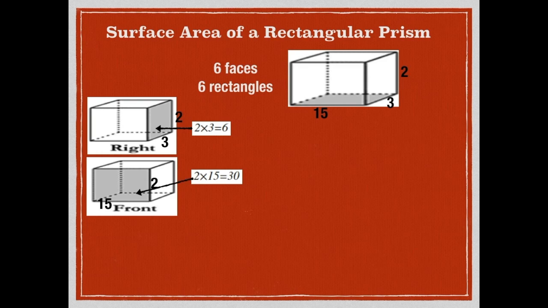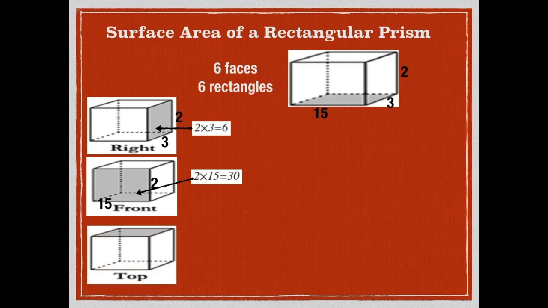We go to the third face, or the third rectangle, the top face. We can use the bottom as well. The top face dimensions are 15 for the length and 3 for the width. Multiply them to get the area for this face, 45.